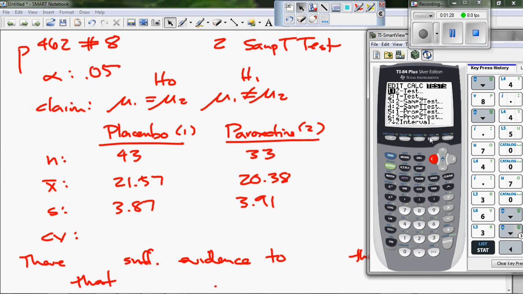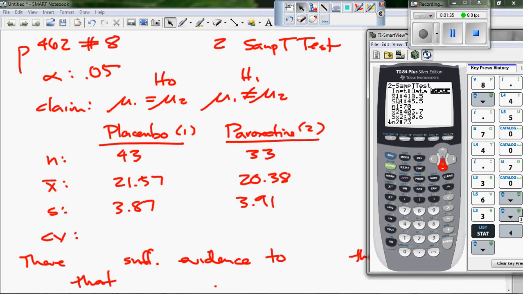Stat, Tests, 2-SampTTest is option 4, and we enter all the statistics. X1 is 21.57, S1 is 3.87, N1 is 43, X2 is 20.38, S2 is 3.91, and N2 is 33.